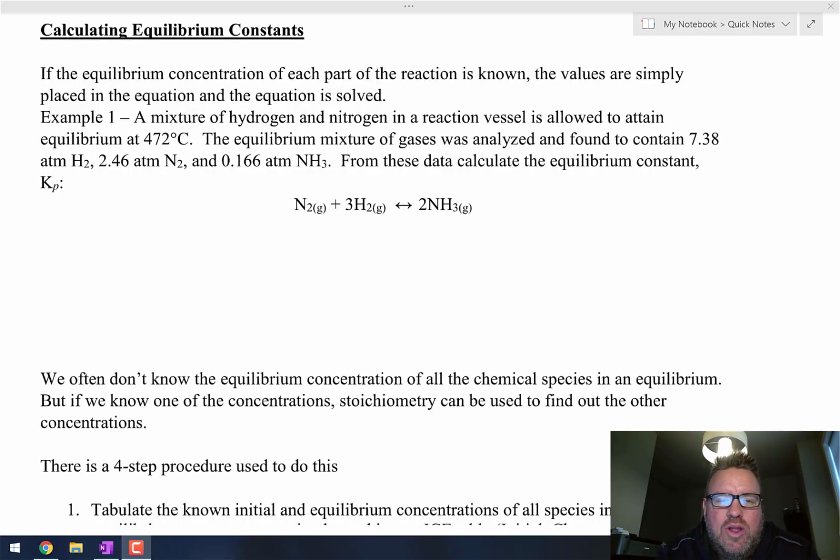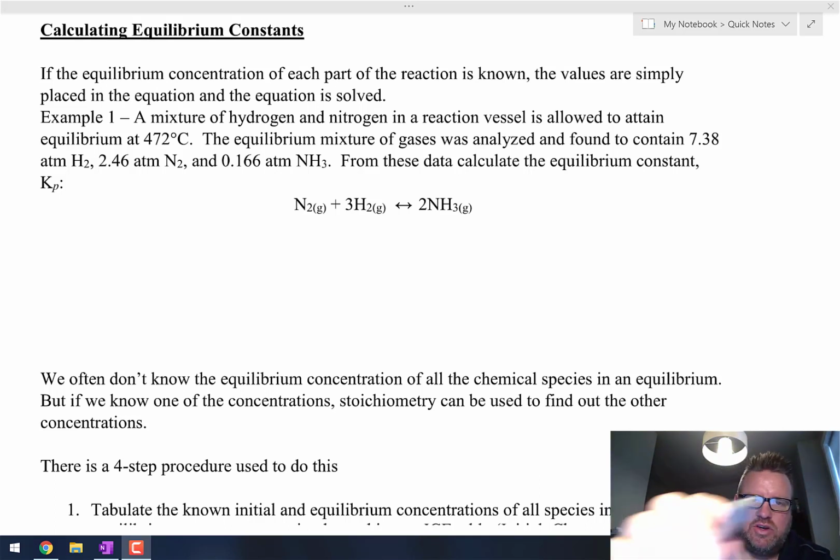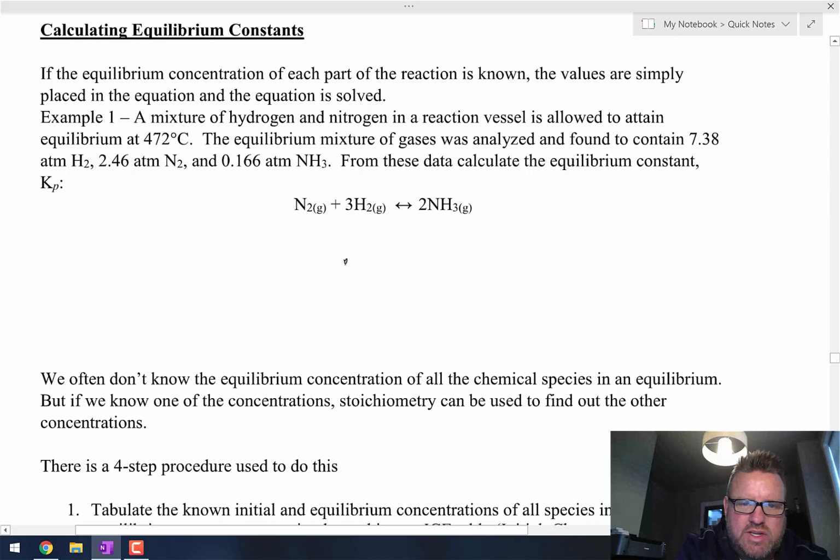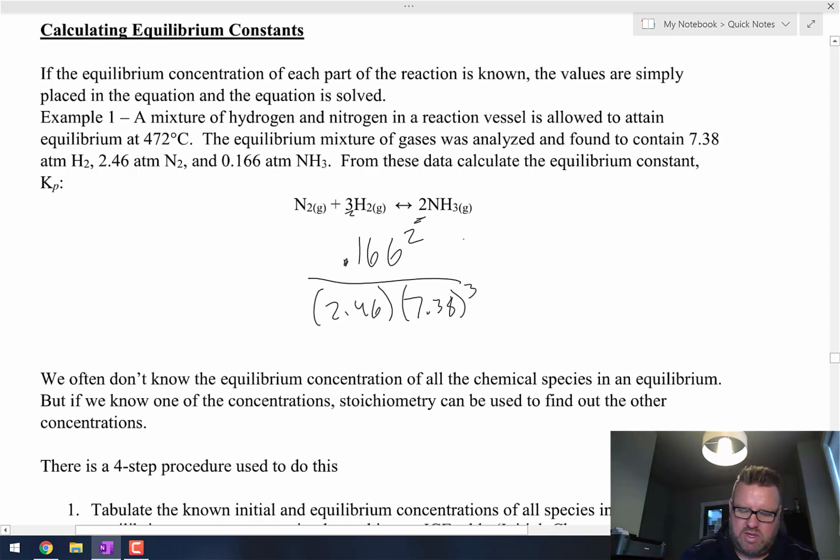When we calculate equilibrium constants, we put the numbers into the equation, we solve it, and we get the answer. So in this case, we would take 0.166, and because there's two NH3s, we would square it, over N2, so that's 2.46, times H2 7.38, and because there's three of them, it would be cubed. And then we take 0.166 squared divided by 2.46 divided by 7.38 raised to the power of 3, and we get 2.8 times 10 to the minus 5th.